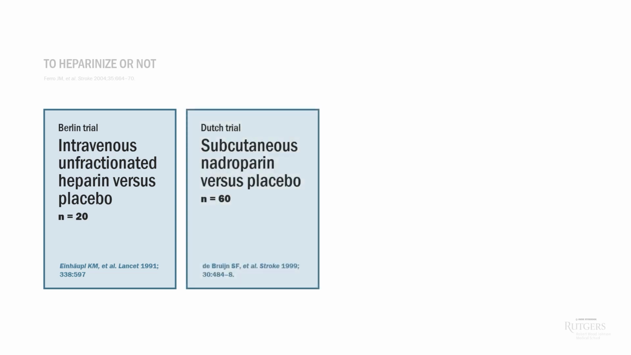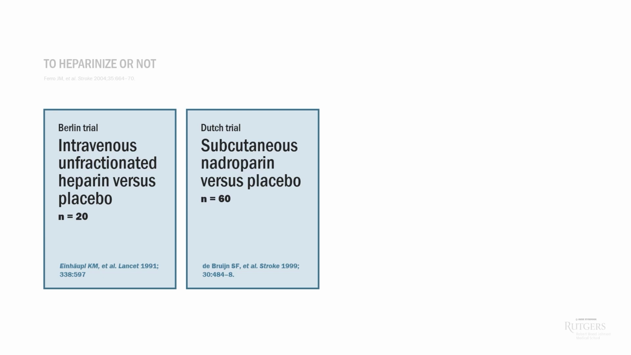Recommendation of anticoagulation is largely based on two small randomized trials. The so-called Berlin trial of intravenous unfractionated heparin and the Dutch trial of subcutaneous low molecular weight heparin, nadroparin. Both were compared to placebo in patients with cerebral venous thrombosis, and both trials were completed in the 90s. Yeah, these trials are probably older than most people watching this video.